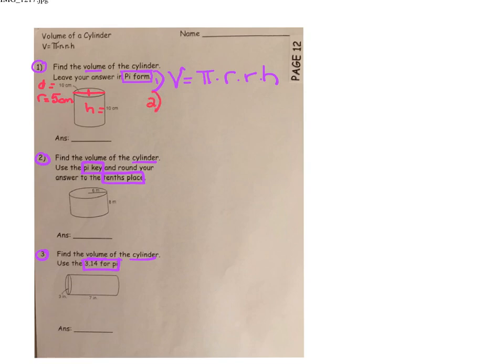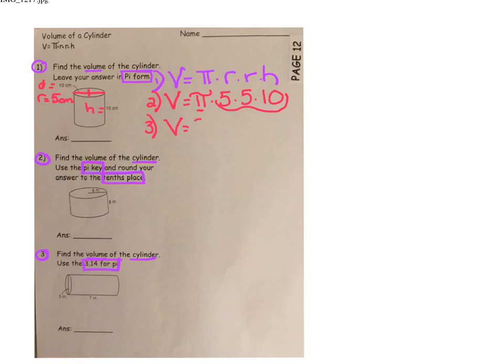So for step 2, we're going to substitute. Leave the pi symbol in there, because remember, we're working in pi form. Times 5, times 5, times 10. Now, in order to calculate the answer, you're going to multiply 5 times 5 times 10. And remember, keep the pi symbol in play. Take a moment and multiply.